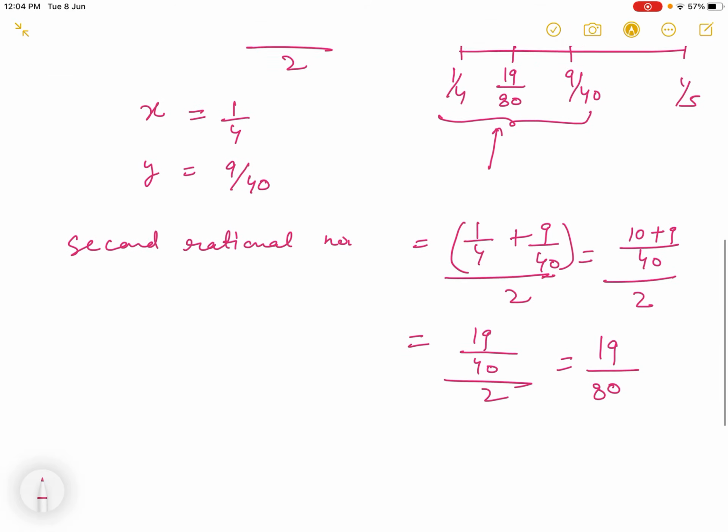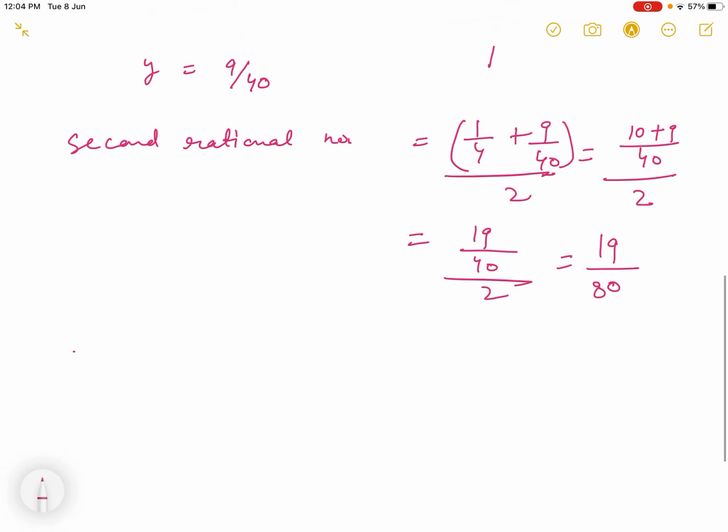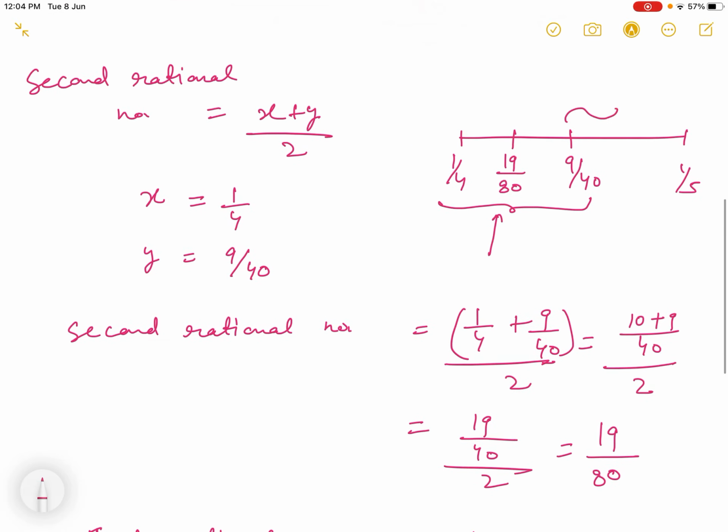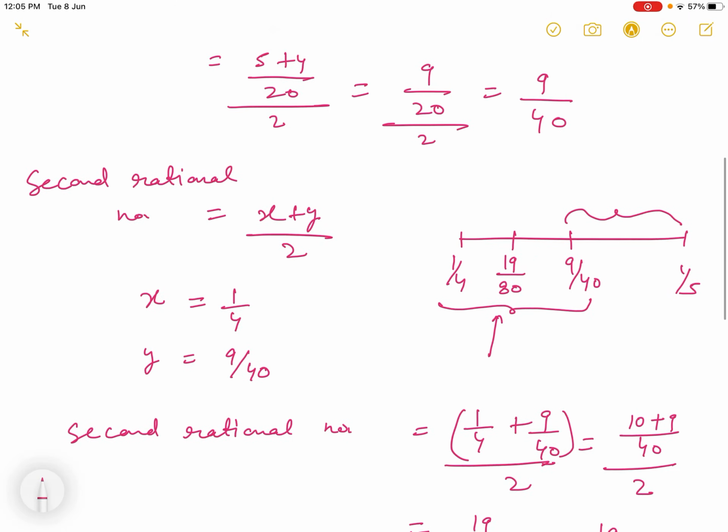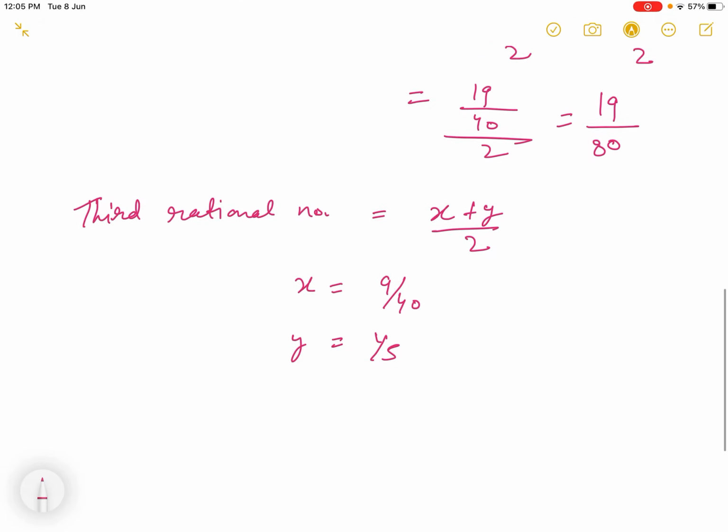Okay, so we have found two rational numbers. Now we will have to find the third rational number, using the same formula. We can find the third rational number between 9 by 40 and 1 by 5. So here x is equal to 9 by 40 and y is equal to 1 by 5, because if we are going to find a rational number between 9 by 40 and 1 by 5, we will have x this and y this, using this formula.